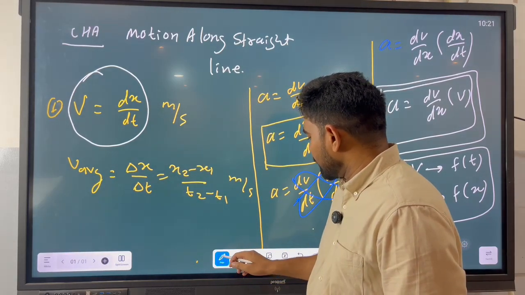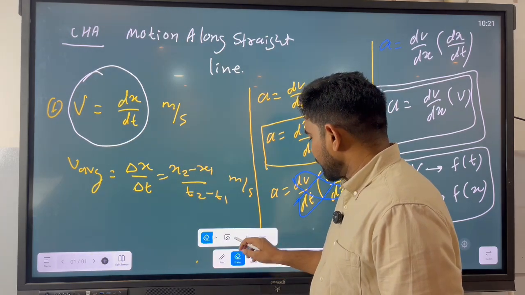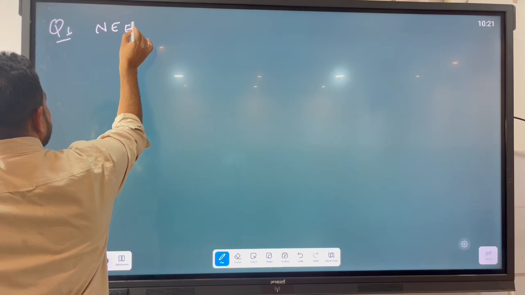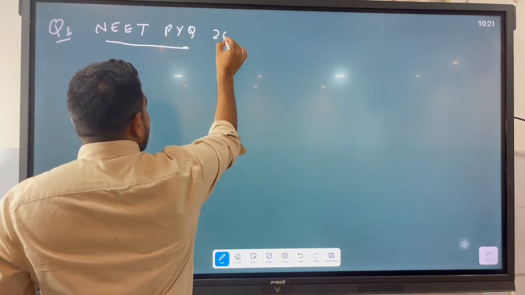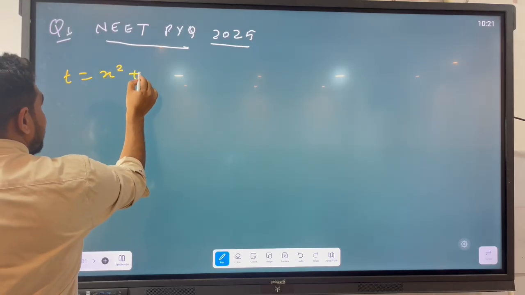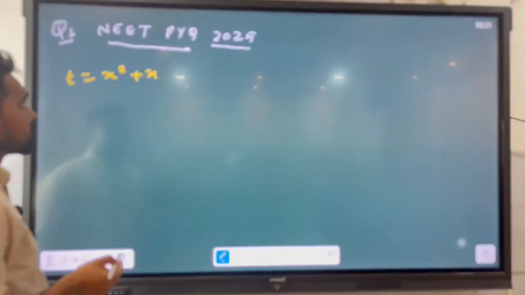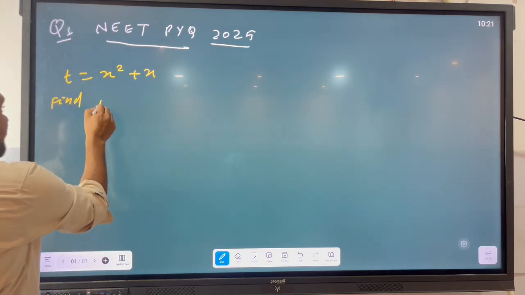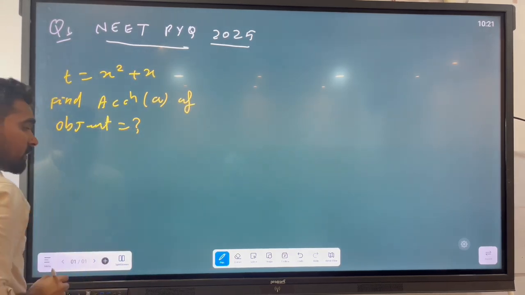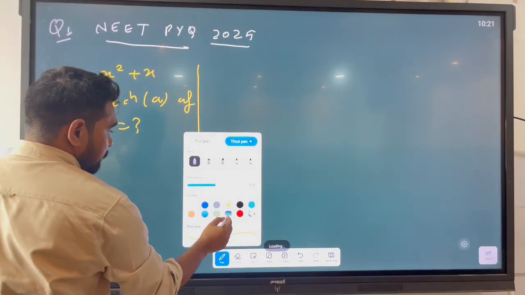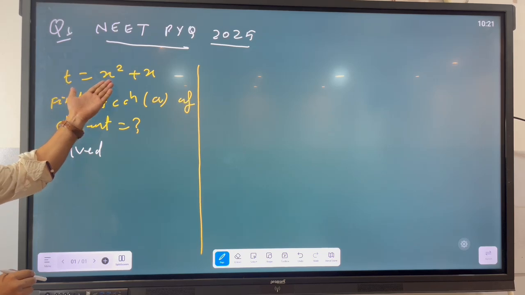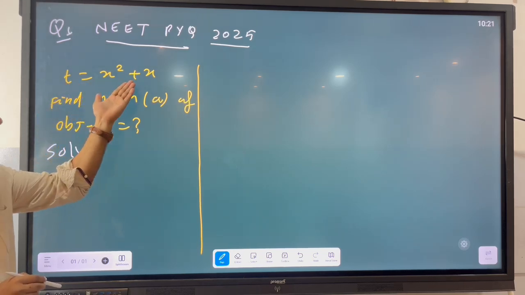And let us start some numerical problems related to the NEET exam, right? First numerical problem, NEET PYQ 2025. Question: t equals x square plus x. Here t is time and x is displacement. Find the acceleration of the object, right? Solve this problem. Here the equation of time is with respect to displacement. This is time and this is displacement, right?